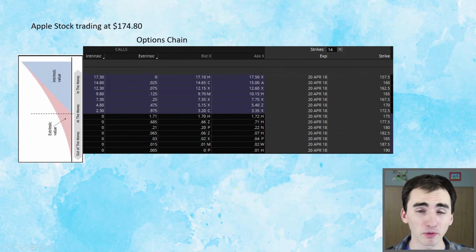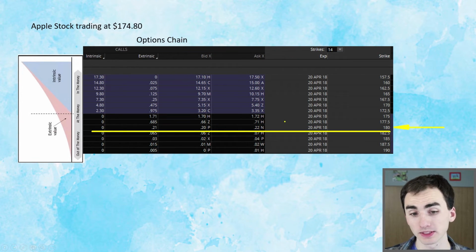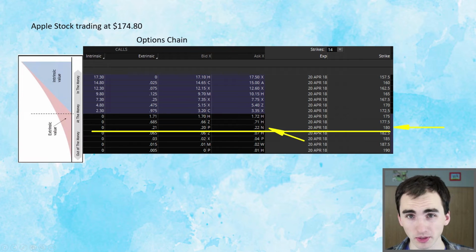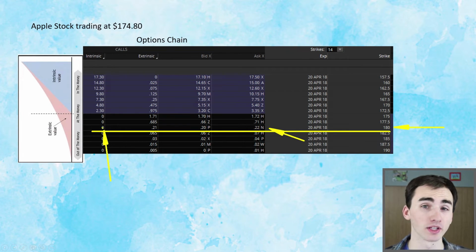Starting with the out of the money options, with Apple trading at about 175, if we wanted to buy 180 strike calls, those would be 22 cents, or $22. Those out of the money options are really cheap compared to the in the money options, which get a lot more expensive. And we can see with the intrinsic value, there is zero intrinsic value because again, these are out of the money options. They don't have that exercise value or intrinsic value.